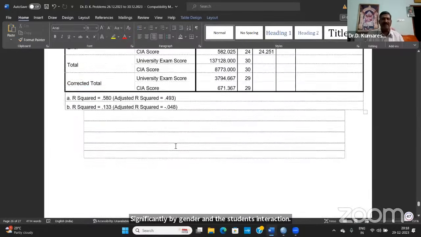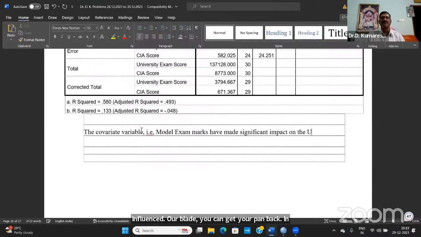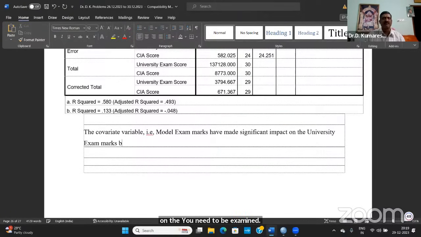So we can write like this. The covariate variable, that is model exam marks, have influenced or have made significant impact on the university exam marks, but no significant impact was made by model exam marks on CIA marks. Number one.